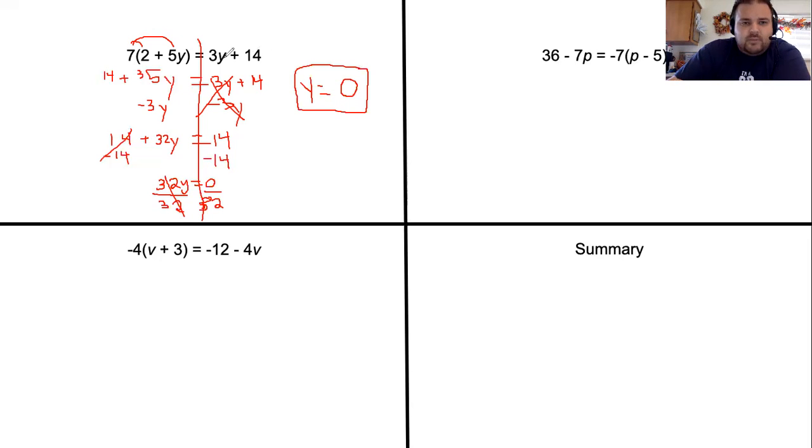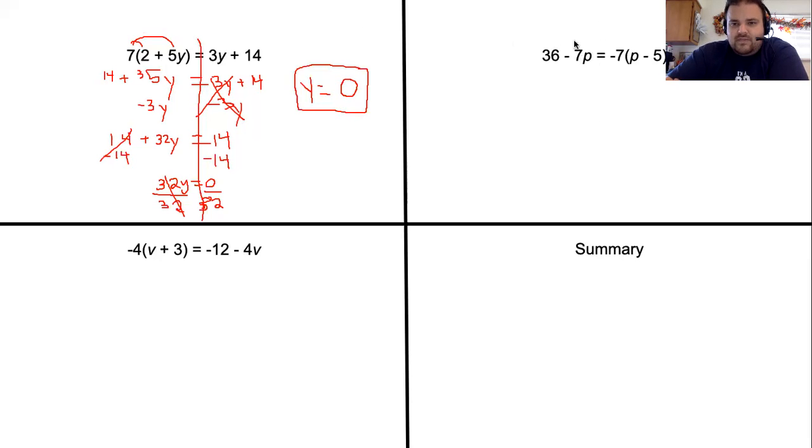If I take 0 and plug it in here, and I take 0 and plug it in there, I get 14 equals 14. And that's a true statement. Y equals 0 is the one and only solution to this problem. Let's take a look at another problem over here on the right.